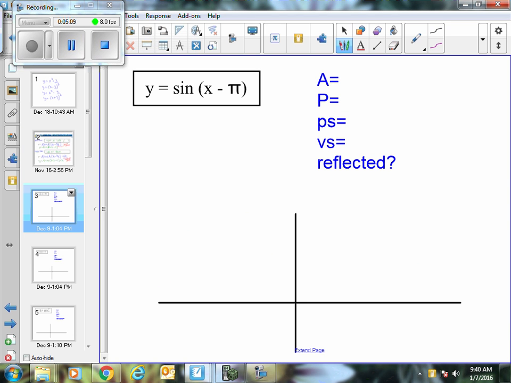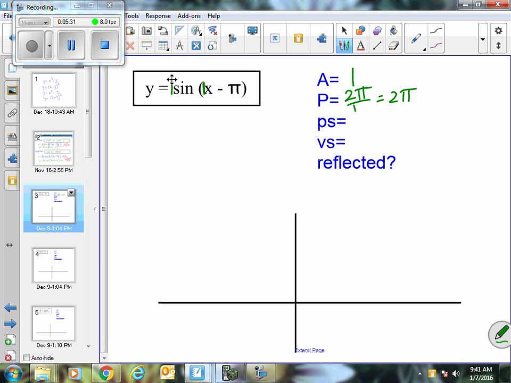We'll list everything we know. Our amplitude, remember, the number coefficient out front, that would be a 1, so there's no vertical stretching or compressing. Period is 2 pi divided by k. Well, k in this case is a 1, so 2 pi divided by 1 would be 2 pi. In other words, there's no change in the horizontal. There's no stretch or compress.